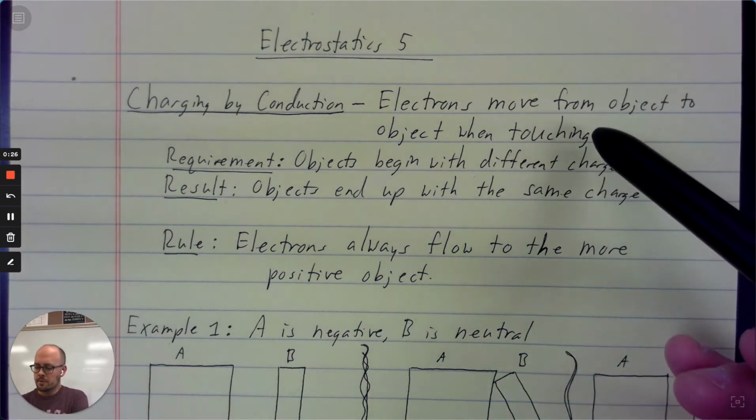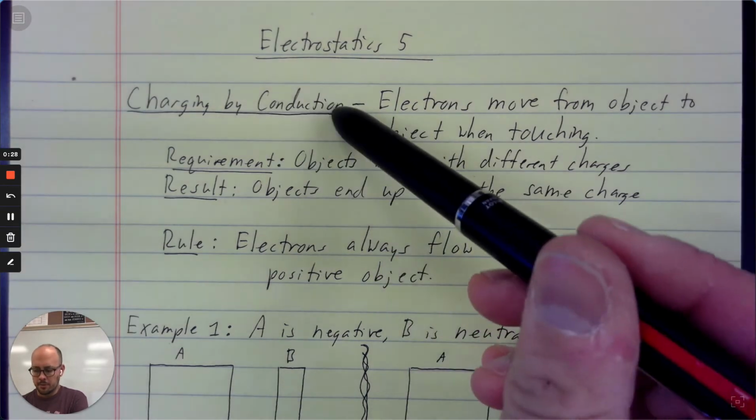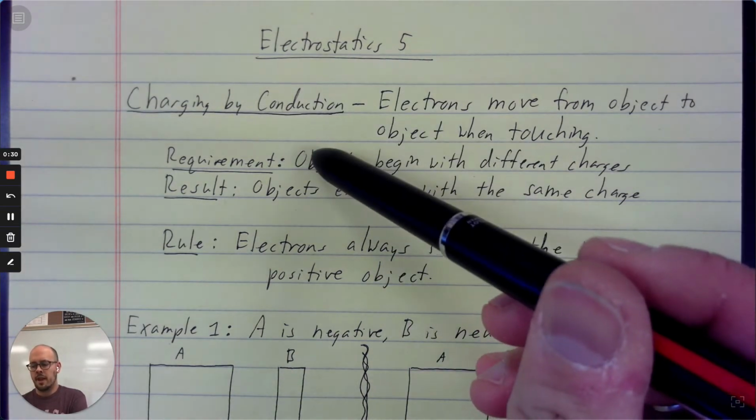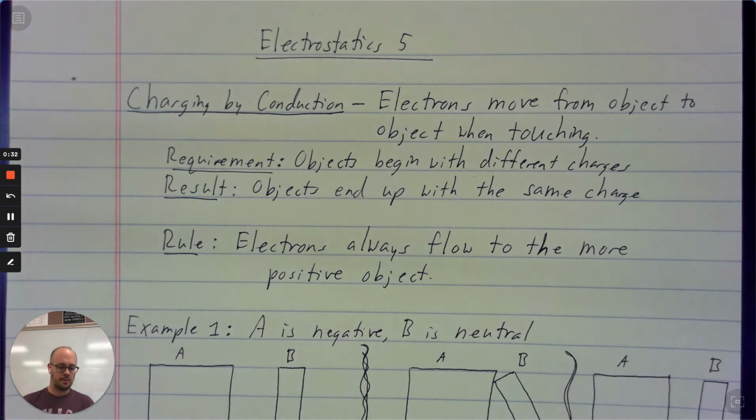In order for charging by conduction to happen, the objects have to have different charges to begin with. So if two neutral objects touch one another, then nothing will happen. If two objects with the same amount of positive charge touch one another, nothing will happen. And same with the same amount of negative charge. So the objects have to have different charges. They can be like positive and negative neutral. They can both be positive, but different values. As long as the charges are different at all, then this will work.